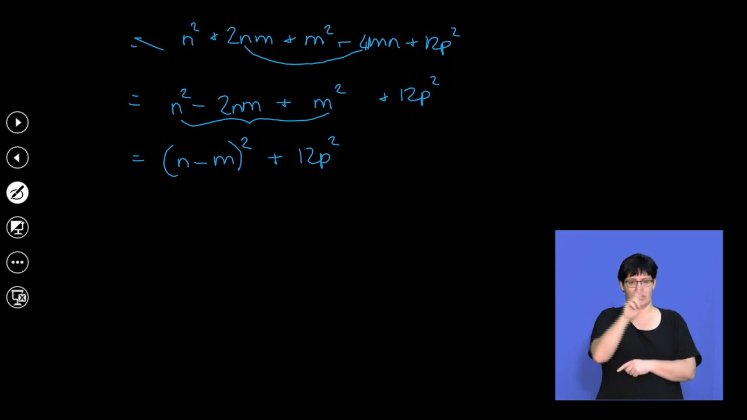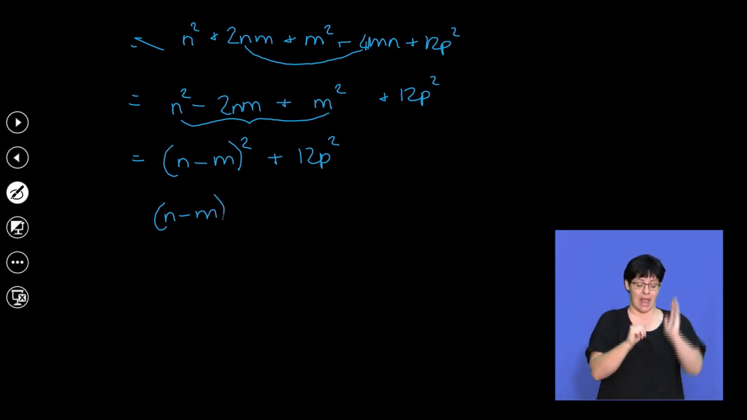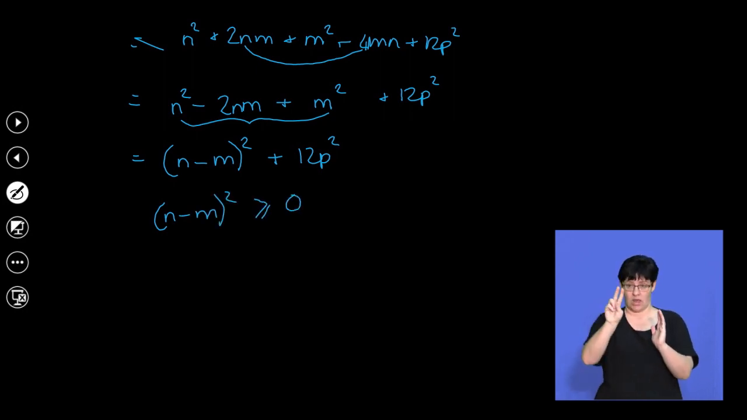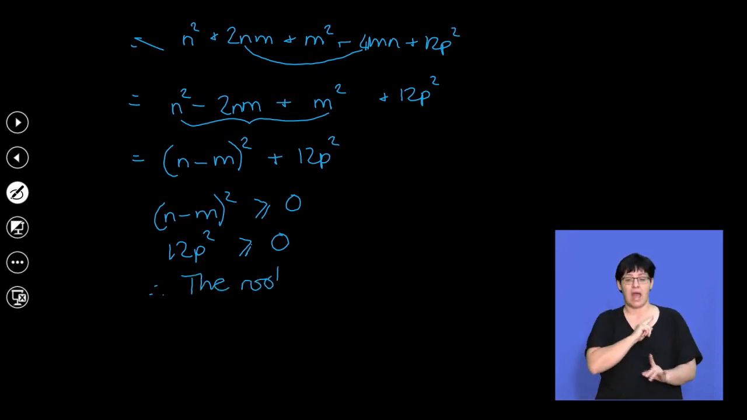So we can see that this final expression is made up of two perfect squares, and both are always, by definition, greater than or equal to 0. So n minus m squared is greater than or equal to 0, and 12p squared is also greater than or equal to 0. Therefore, the sum of those two is also greater than or equal to 0. So we can say the roots are real because the discriminant is greater than or equal to 0.